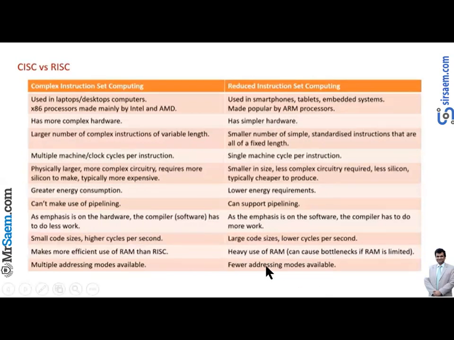So read this. Can you read this? Used in laptops, used in smartphones and tablets. Has more complex hardware, has simple hardware. Large number of complex instructions, smaller number of simple instructions. Multiple cycles, single cycle. Physically large, physically small. Greater energy consumption, lower energy consumption. I think this explains it a lot. Can't use pipeline, can use pipeline. Emphasis on hardware, emphasis on software. Small code, large code. Makes more efficient, heavy use of RAM. Multiple addressing modes, fewer addressing modes. So I think you have lots of points over here.